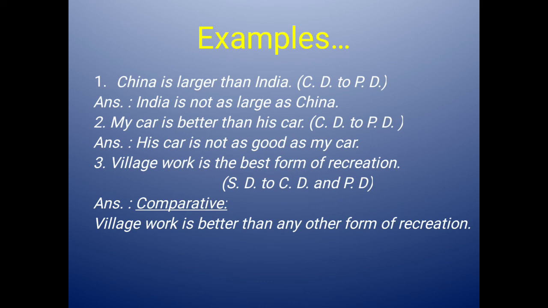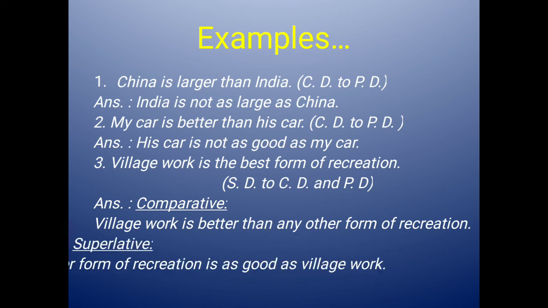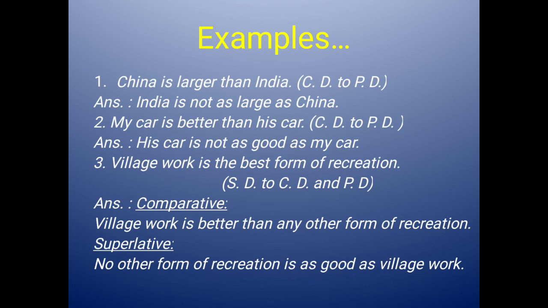So village work is better than any other form of recreation. So this is the correct answer, and this sentence is in comparative form. Now you need to convert this sentence into positive form. So you need to start with the second object, and you have to start with no other. Do you remember the first rule? So here, no other form of recreation, that is the second object, then the is form as per the object, is as good as, we need to use as, right?